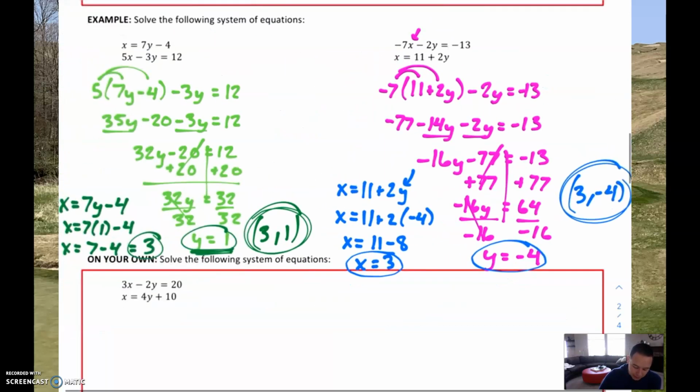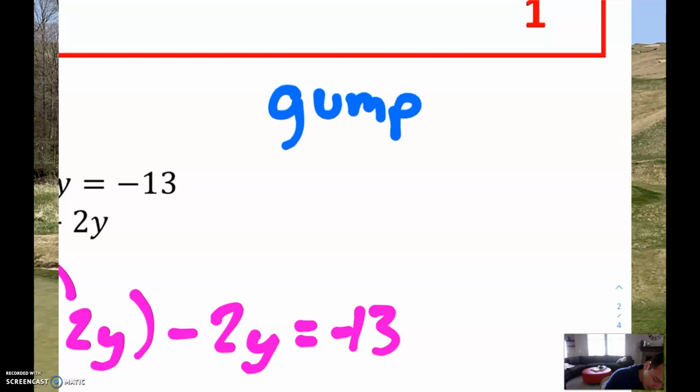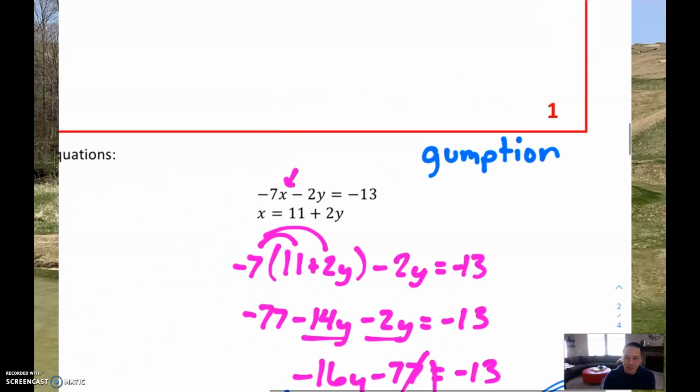Your password for this week is the word gumption. Gumption means like initiative. So you all have gumption because you are here watching this video and eager to learn it. So you have the initiative to go out and learn something. So that's called gumption. It kind of means the initiative to do something.